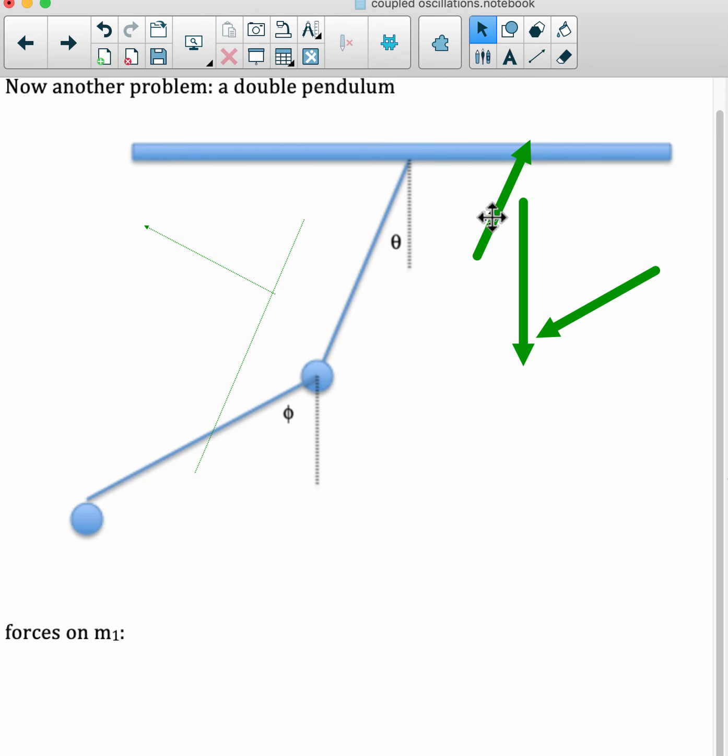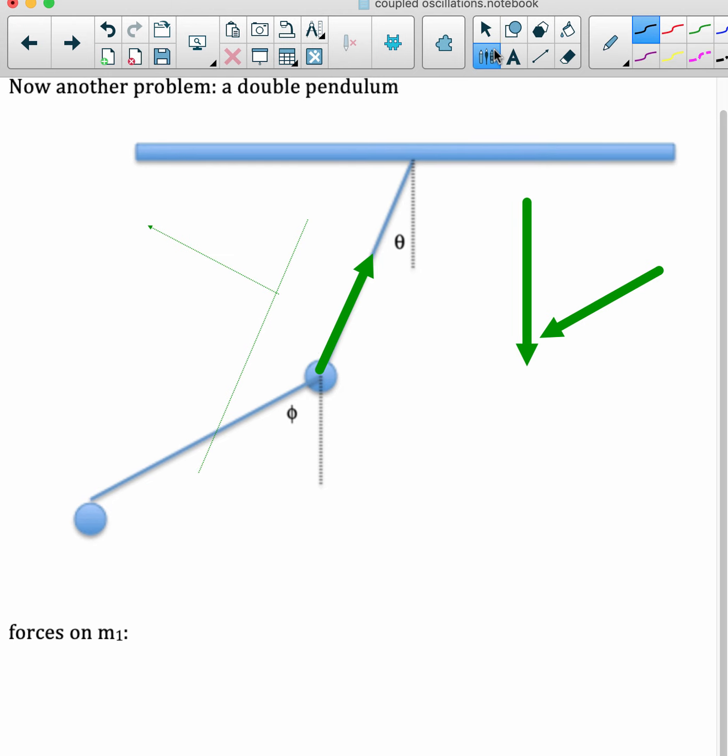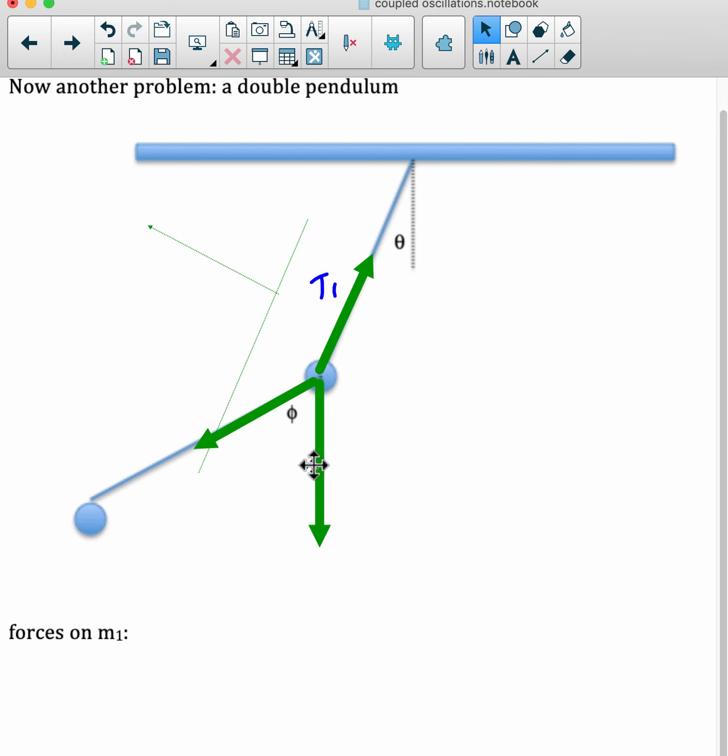So we start by drawing the forces on the first mass. So there's a tension in this first string. Let's just call that T1. Then there's a tension in the second string, that'll be T2, and finally there's the weight of the bob, mg. Okay, now we're going to do F equals ma on this mass, so we should think about the coordinate system.